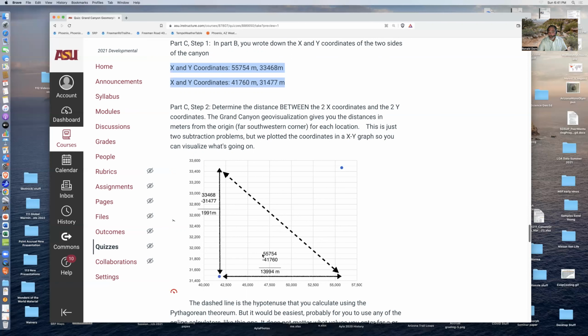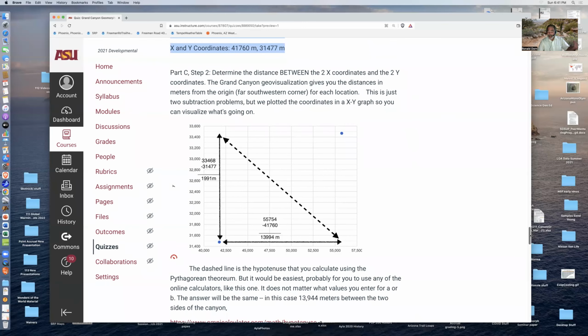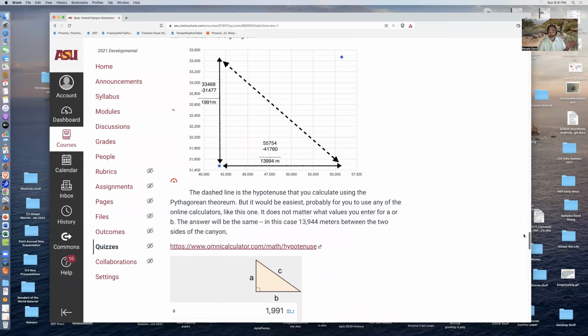Put the bigger X on top, put the lower X on the bottom. That's the distance in X. So now you've got an X and a Y. You can use the Pythagorean theorem, or you can click on this link, which calculates the hypotenuse for you, or you can do it by hand.